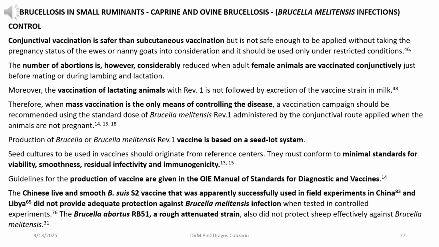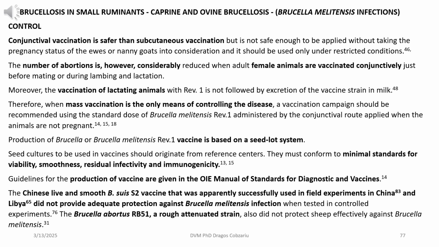The number of abortions is, however, considerably reduced when adult female animals are vaccinated conjunctivally just before mating or during lambing and lactation. Moreover, the vaccination of lactating animals with Rev.1 is not followed by excretion of the vaccine strain in milk. Therefore, when mass vaccination is the only means of controlling the disease, a vaccination campaign should be recommended using the standard dose of Brucella melitensis Rev.1 administered by the conjunctival route applied when the animals are not pregnant.